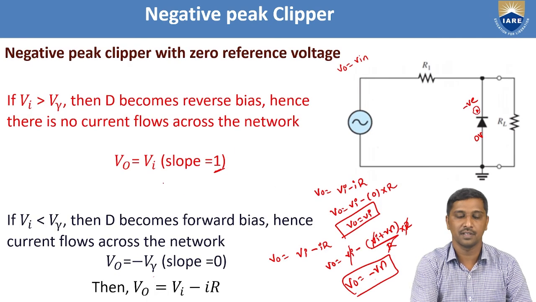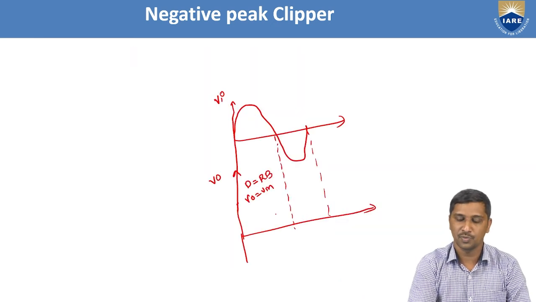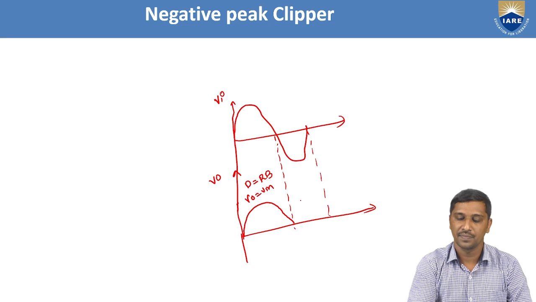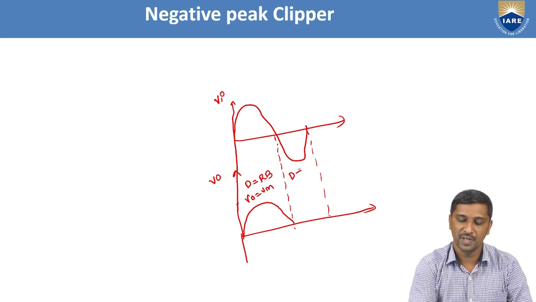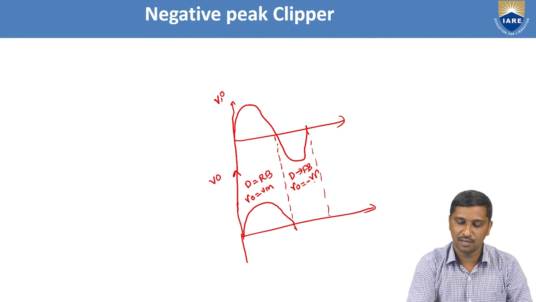Hence, the output voltage is represented as Vi. You can observe this. If Vi is greater than V gamma, so during the positive half cycle your input voltage is greater than V gamma, the diode becomes reverse biased. Hence, the output voltage is directly proportional to your input voltage. Similarly, during the negative portion of your given input signal, the diode becomes forward biased. Hence, we observe that the output voltage is equal to the cut-in voltage, but the magnitude of the cut-in voltage here is negative.